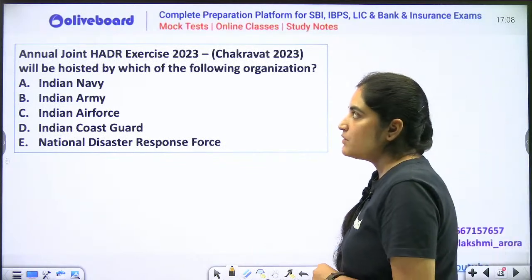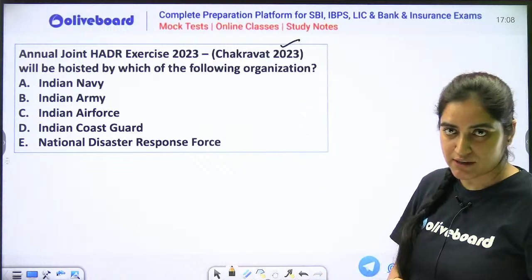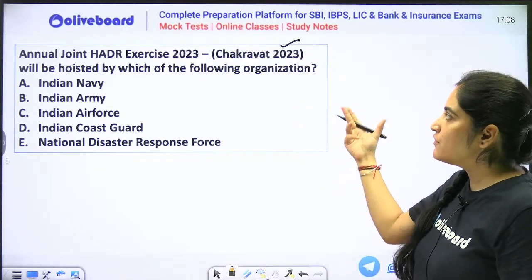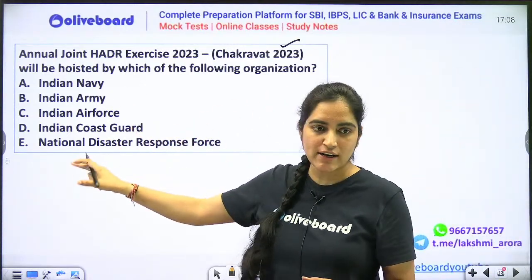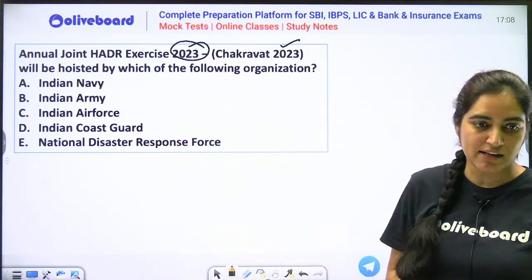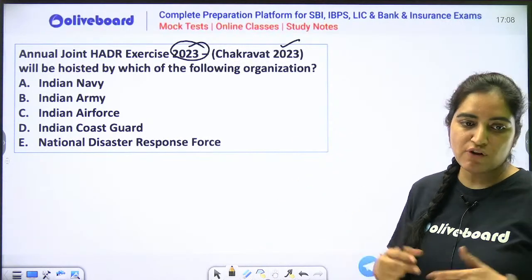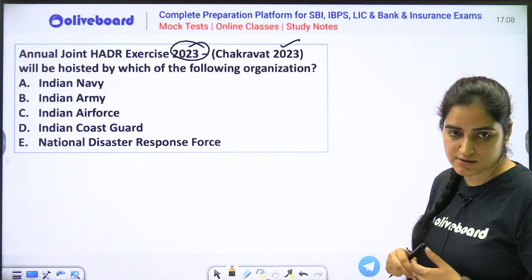Next, the annual joint HADR exercise by the name Chakravat 2023 will be hosted by which of the following organizations? Which of the following organizations is hosting this exercise for the year 2023? What do you think would be the answer? इसका आंसर क्या हो सकता है? Okay, even if you are guessing, please tell me what could be the answer to this.